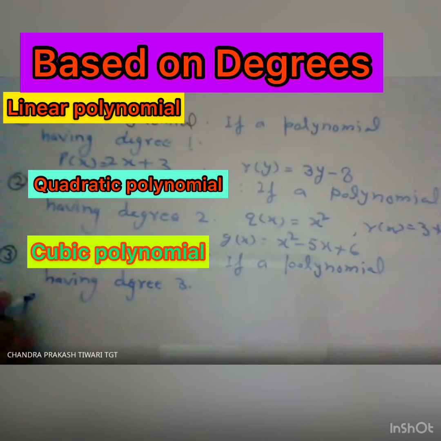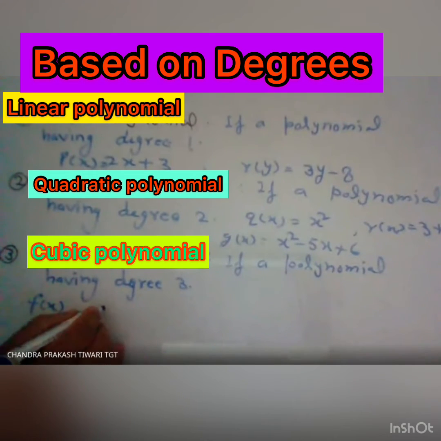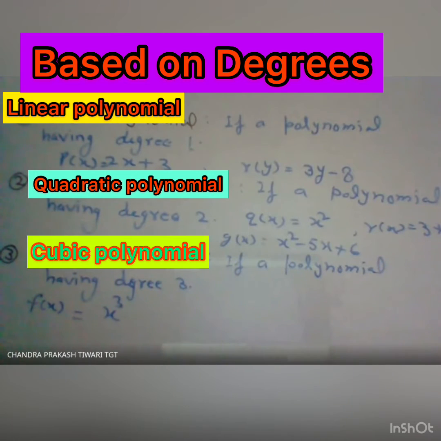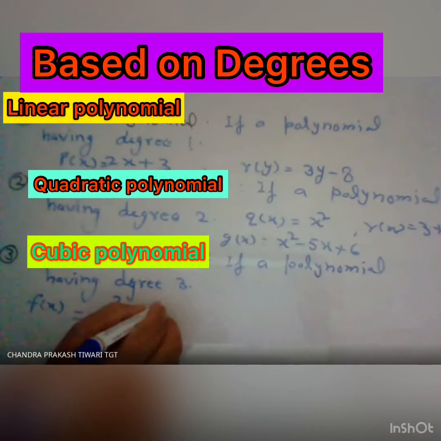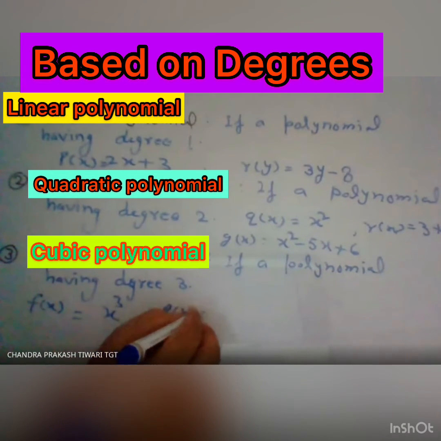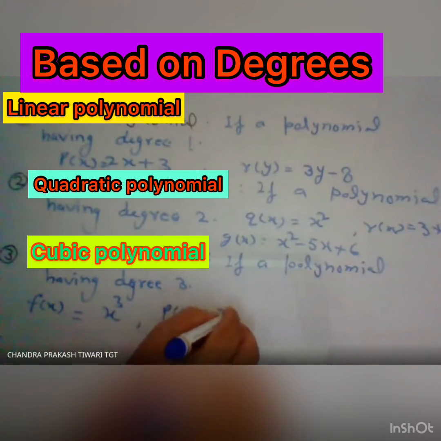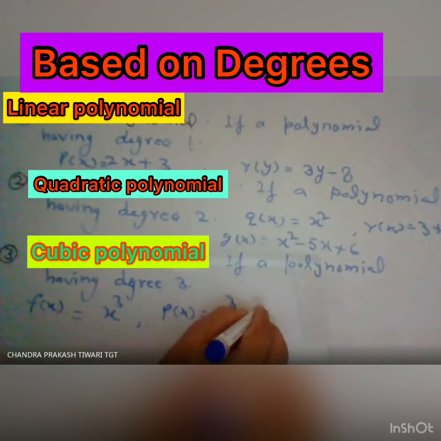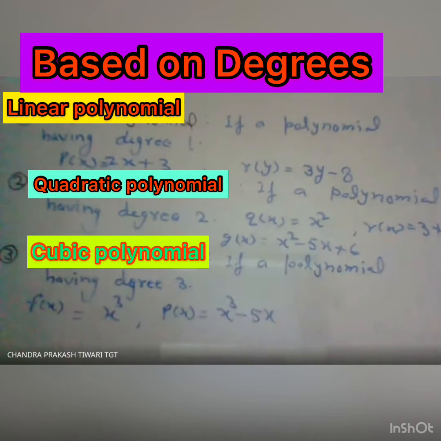f(x) equal to x cube only. So this is a cubic polynomial. And the next example, p(x) equal to x cube minus 5x only. So this is also a cubic polynomial.